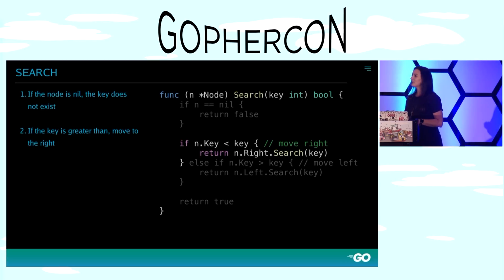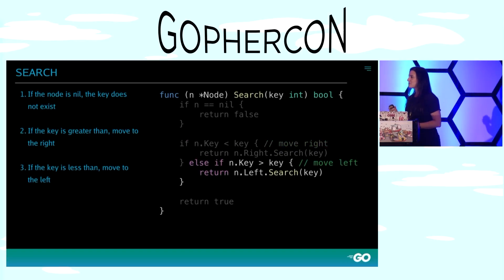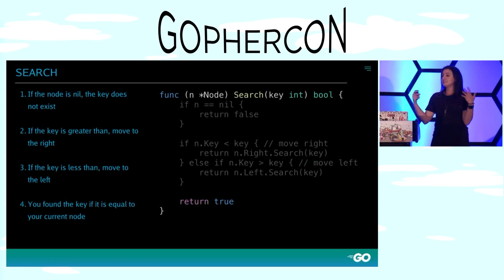So if the key we are looking for is greater than the node we are at, we are going to move to the right. If it is less than, we will move to the left. And if it is neither of those cases, so if it is neither greater than nor less than, we know that it is actually equal to the key we are searching for, at which point we can return true. We have found the thing that we are looking for.